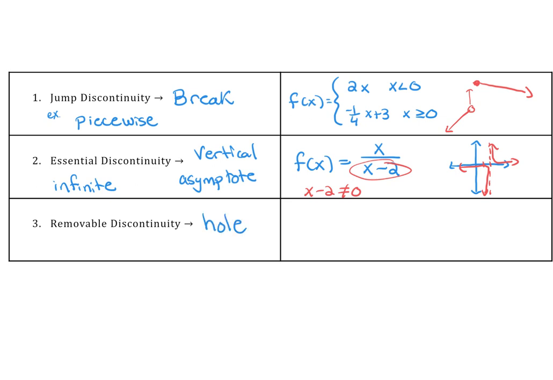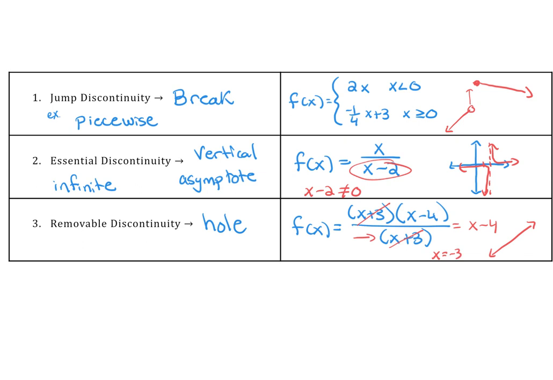And now the last type, a removable discontinuity, this is where we have a hole in the graph. So here is the example. I just have it in factored form. So for your lesson, you're going to actually have to factor it. So when it's in factored form, we can see that if two factors cancel out, so this denominator, instead of creating a vertical asymptote, it creates a hole. So this function simplifies to just x minus 4. That's just a linear function, but then the idea is that at -3, there's a hole.